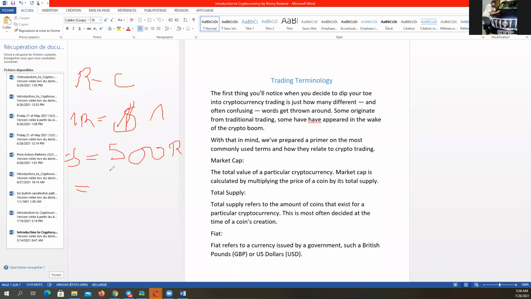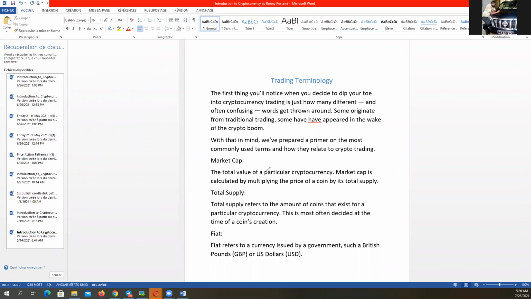So the market cap of Arrow coin will be equal to $500 because we have taken the quantity multiplied by the value of one. So basically, that's what we mean when we hear market cap. Another important terminology here is the total supply, which is very, very important that we understand.